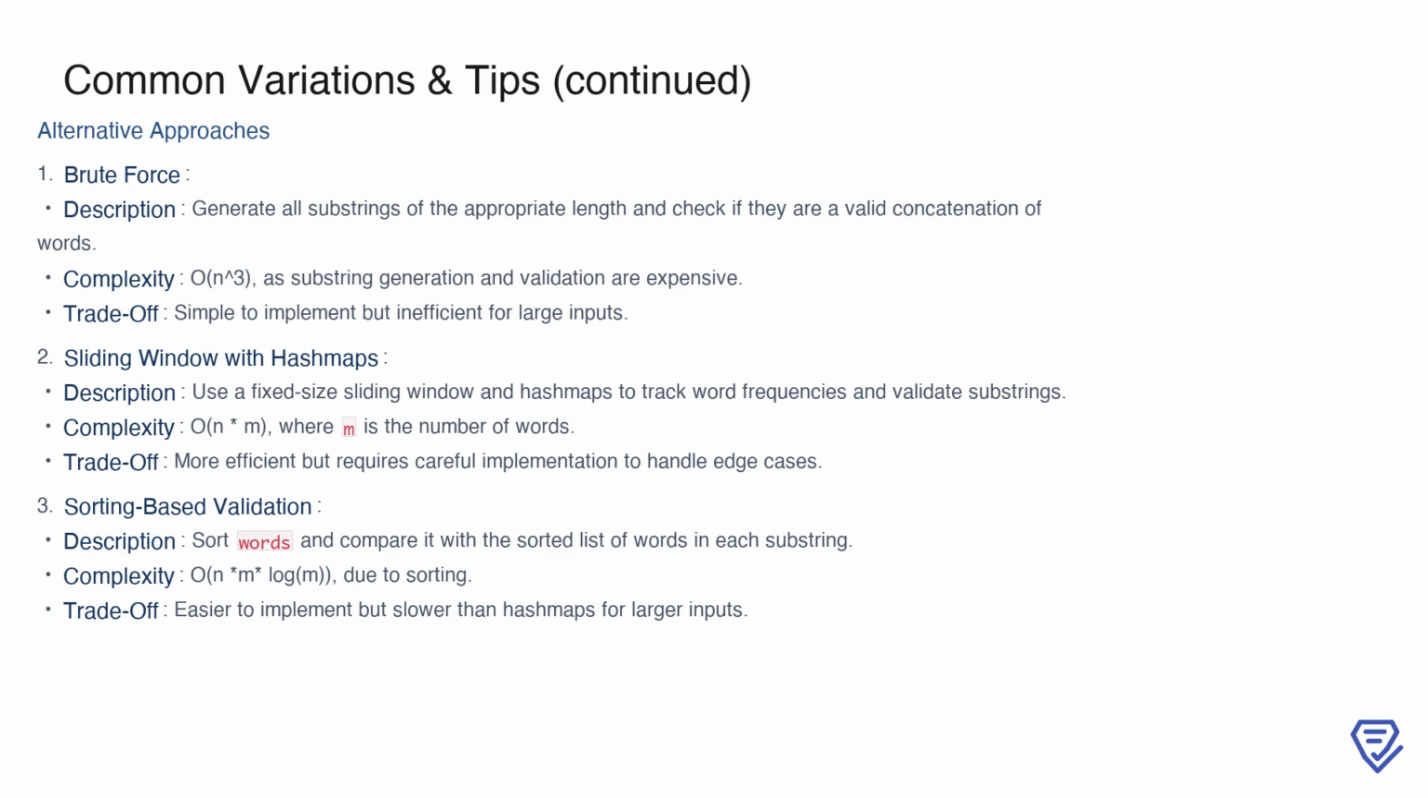While easier to implement than hash maps, this method is slower, with a complexity of n*m*log m due to the sorting step. Each approach has its strengths, but for interviews or competitive programming, mastering the sliding window with hash maps is the most practical and efficient solution.